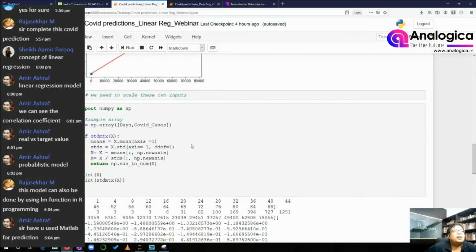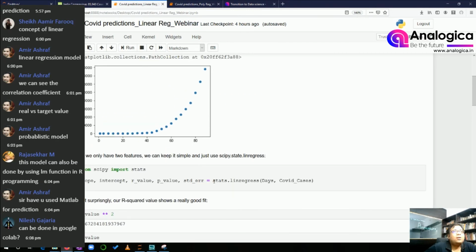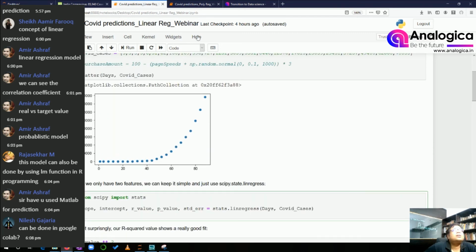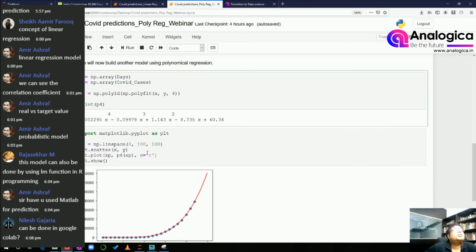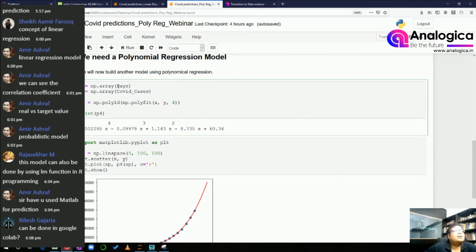Earlier, when I called a model, I called stats.linregress, fit days and COVID cases together. The function gave me the slope, intercept, R value, P value, and these are statistical terms which we'll learn later. Yes, you can do it in Google Colab. You just have to put the code in and it is going to run. So you got x and y. I've converted that into arrays because my function requires arrays, and I've defined a polynomial fit for it.